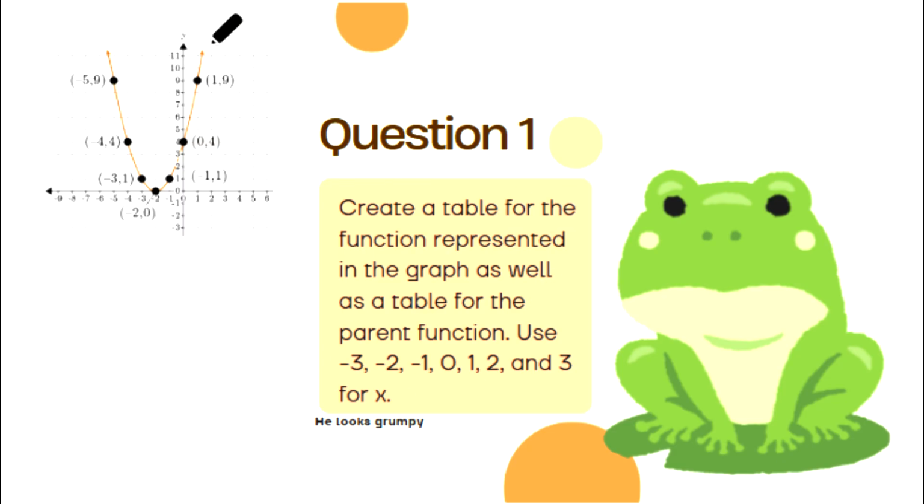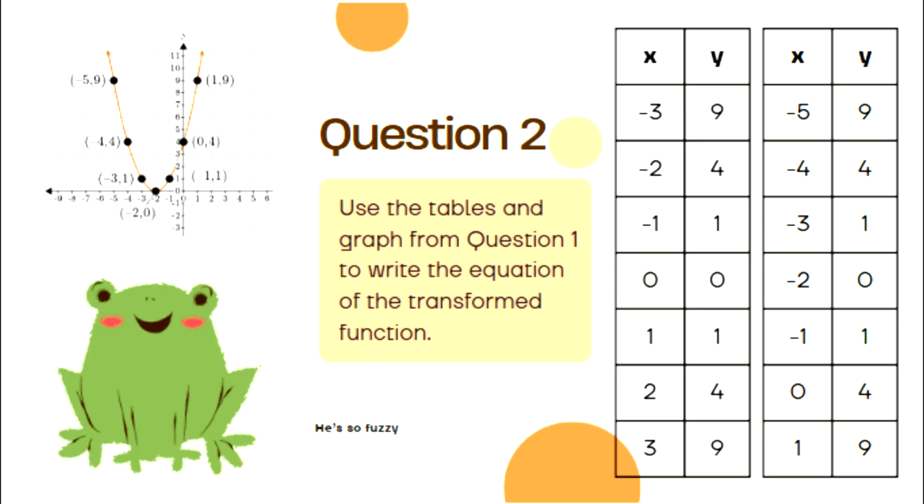Literally make a table with these points and then make a table with the points for the parent graph. Oh, look, you did it. Smarty pants. Okay. I'd literally -5 9s right there, -4 4s right there, -3 1s right there.